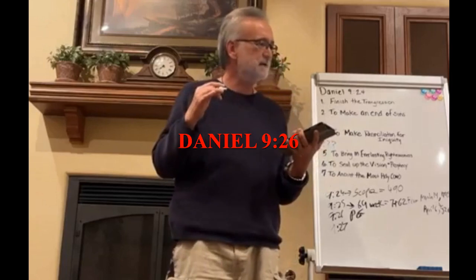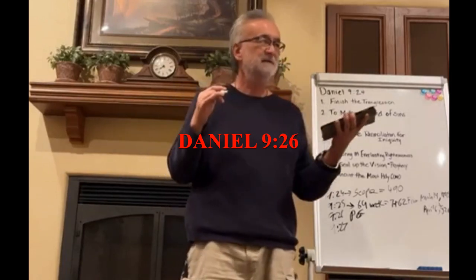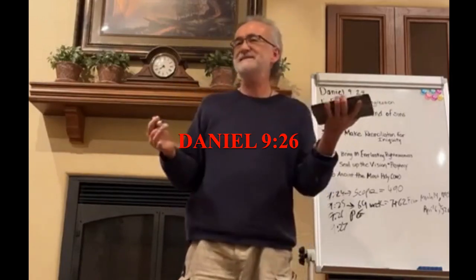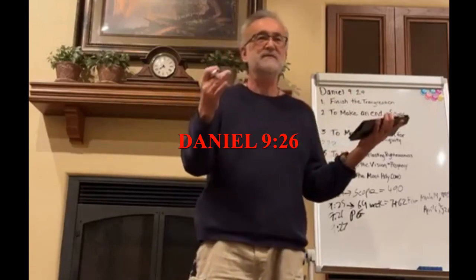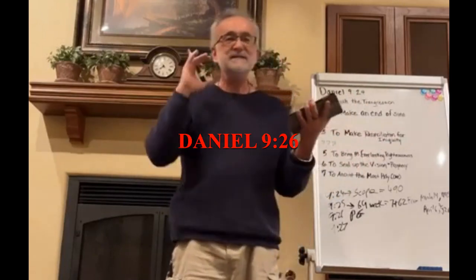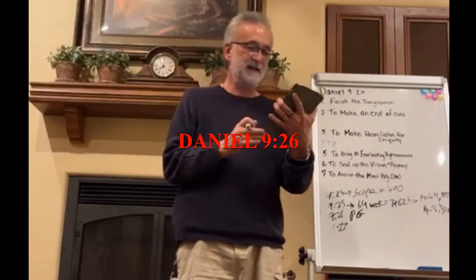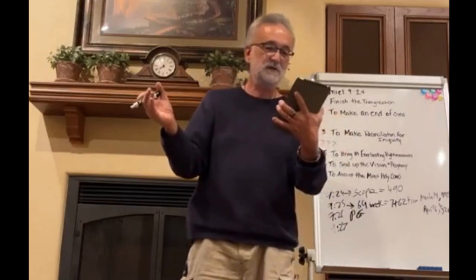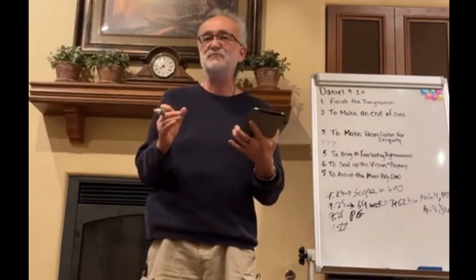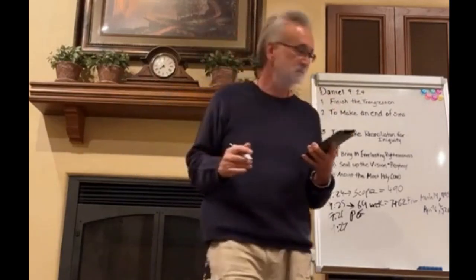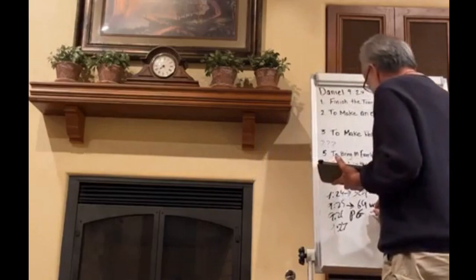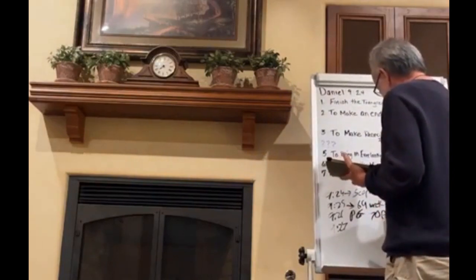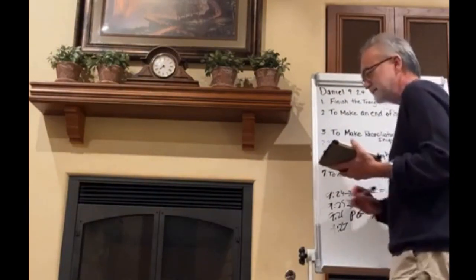And the people of the prince who is to come. Now, who's the prince who is to come? The Antichrist. That would be the Antichrist. A lot of people mess this up and say, well, that's referring to the Messiah. No. This is the Antichrist, okay? Now, it's the people of the prince who is to come. This is the Roman Empire, the Roman people, who will come and destroy the city and the sanctuary. When did that happen? 70 AD. 70 AD, exactly.